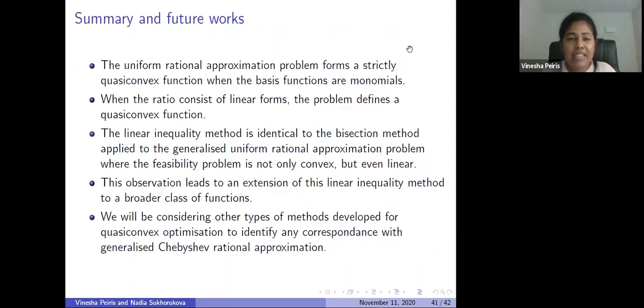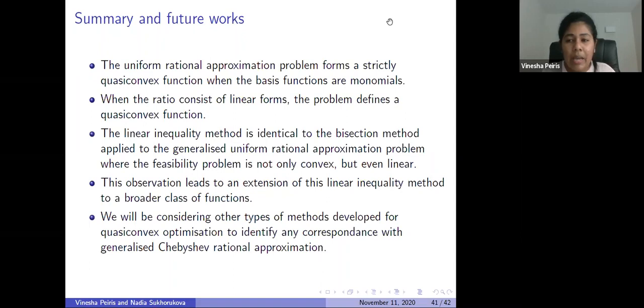So to summarize everything, a uniform rational approximation problem, where we use a ratio of polynomials, defines a strictly quasi-convex function, and the basis functions are monomials for that case. But when we have a ratio of linear forms, the generalized rational approximation problem, it defines a quasi-convex function. So the linear inequality method is identical to the bisection method applied to the generalized uniform rational approximation problem. And the feasibility problem is not only convex, but even linear.